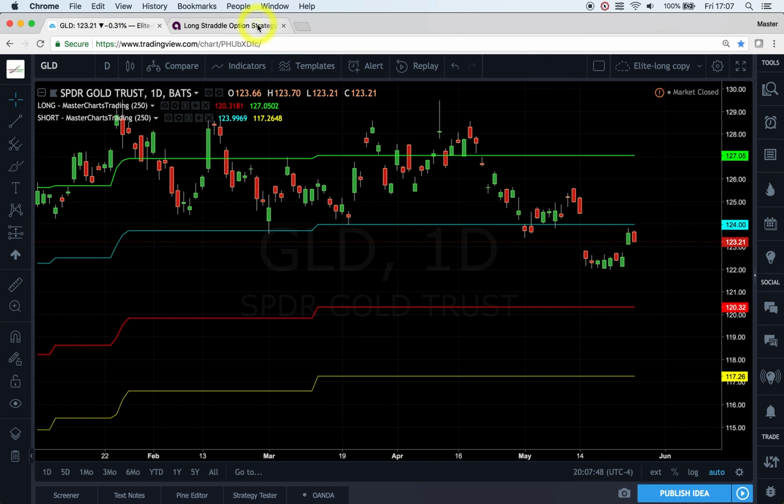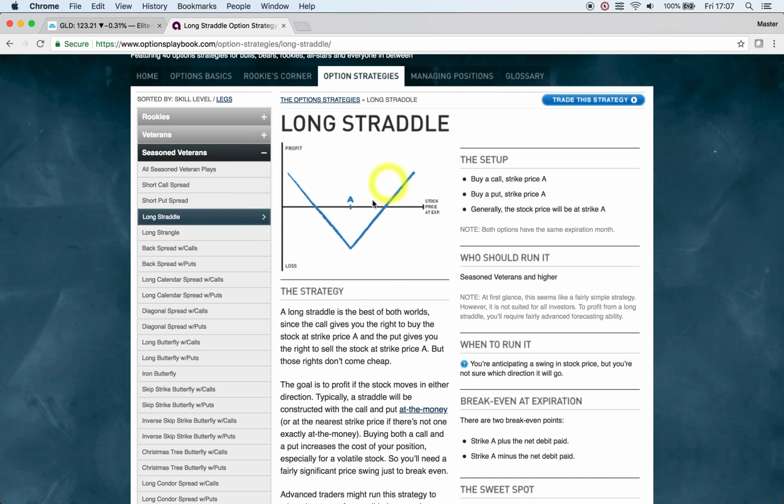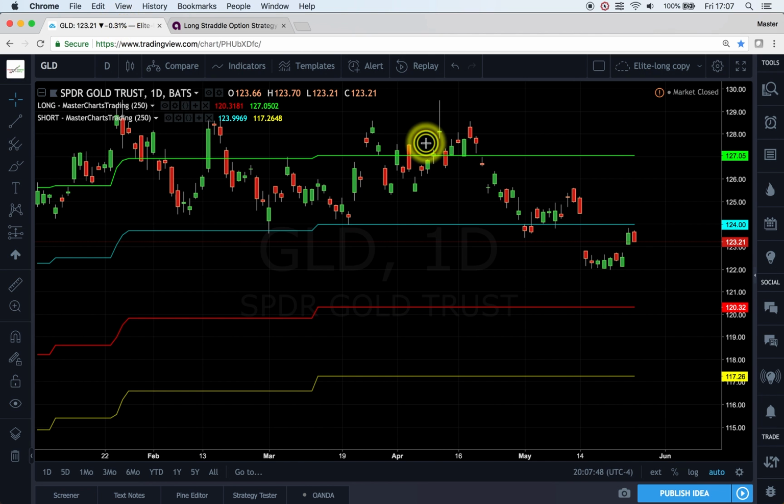You can look up how it works. But this is more for advanced traders. If you don't know what you're doing, better stick with the actual stock and avoid options as a beginner trader. It's a little more complex.